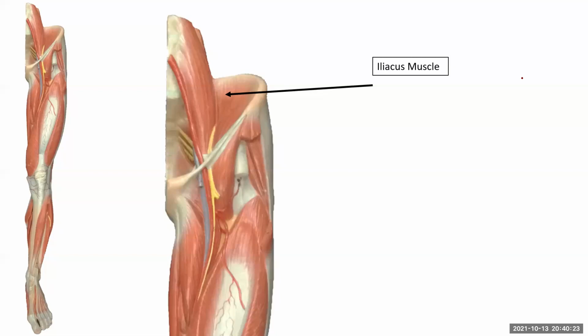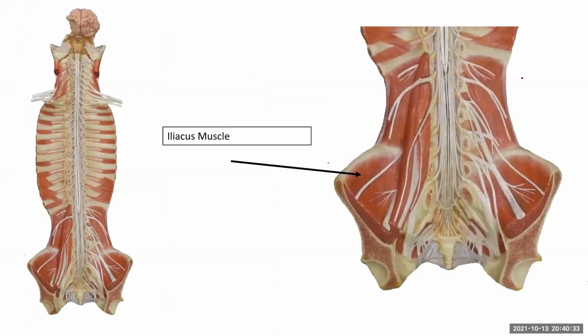And so iliacus and psoas major are going to combine forces and fuse together to form a new muscle, but we'll talk about that at another time. Here you can see the iliacus muscle on this model. Again, it sits right there on that iliac fossa, doing the iliac fossa thing.